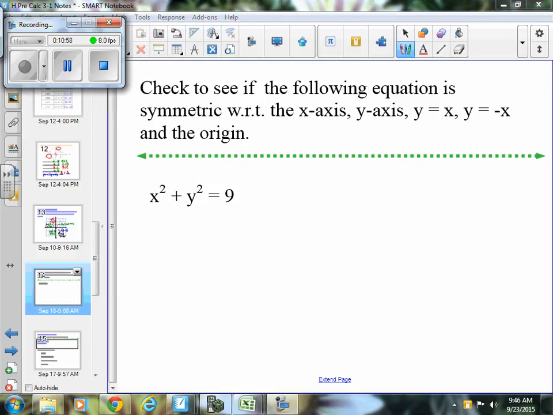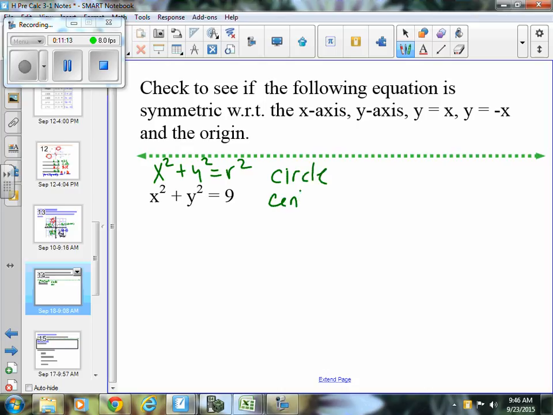So if you know what it looks like, fantastic. If you don't, you should be putting it into your graphing calculator so you can take a peek at the picture. But x squared plus y squared equals 9. That's x squared plus y squared equals r squared. That is a circle. And it's centered at 0, 0. And the radius, based on that equation, would be 3. So that's the picture that we're talking about. So a circle centered at the origin with a radius of 3.